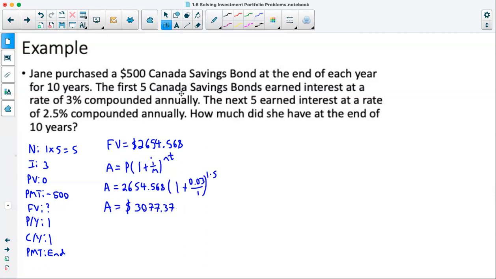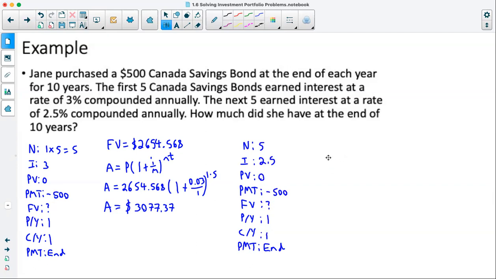Now we'll do the same thing for our last 5 years. So we have N, I, PV, PMT, FV, P/Y, C/Y, and payment. Our N is going to be the same as before because it's compounded annually for the last 5 years, so our N is going to be 5. Our interest rate drops to 2.5. Our present value, we'll put in 0. Payment was -500. We're going to be solving for future value. Payments per year is 1, compounding periods per year is 1.